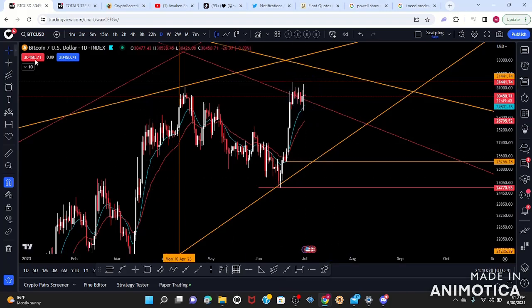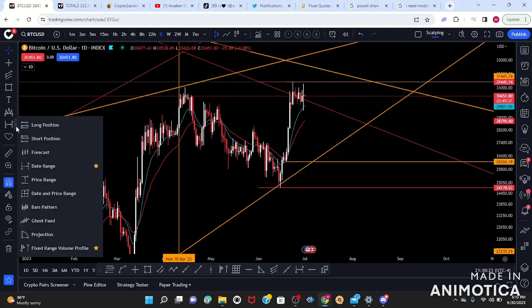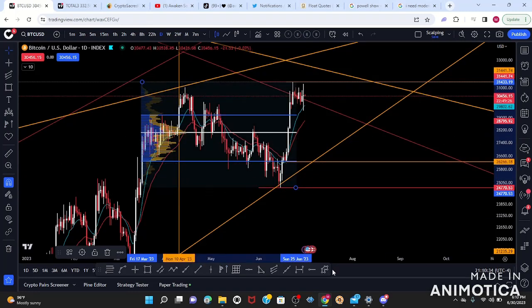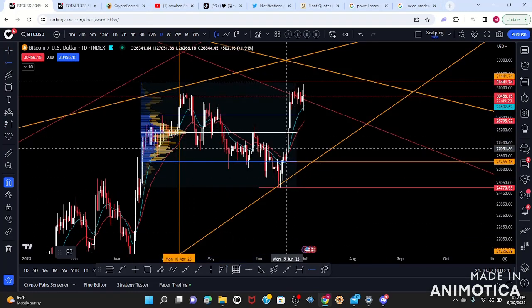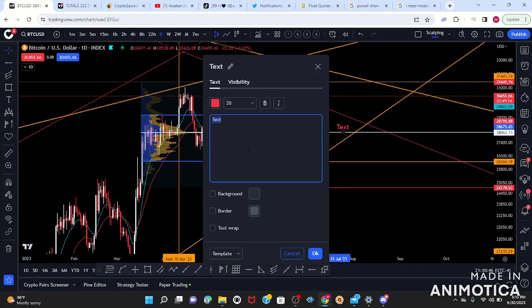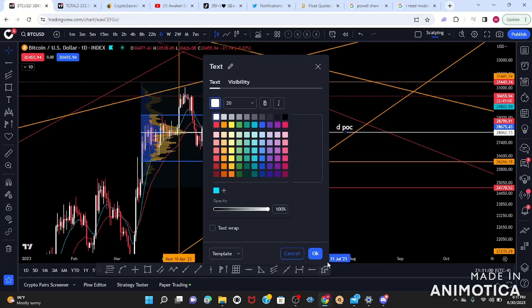I am going to pull a POC, point of control, and the fixed range volume profile is right here, right? And wherever you want to start from, you'll pull it from the top to the bottom. And it's going to just give you a nice POC. And I'm going to mark this as my daily POC. Change colors. And that's just identifying where the highest volume of traders is, and where price action could magnetically come back to. Day POC. Let's change it to white.